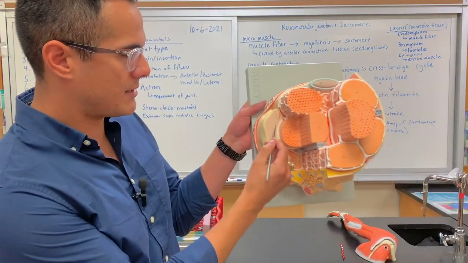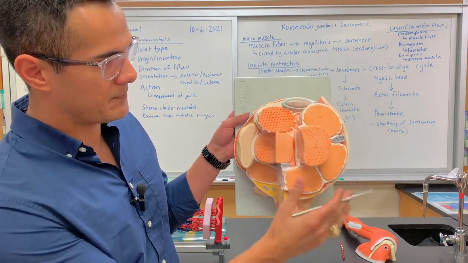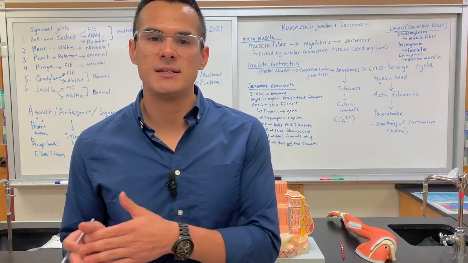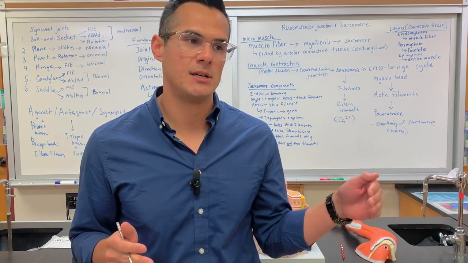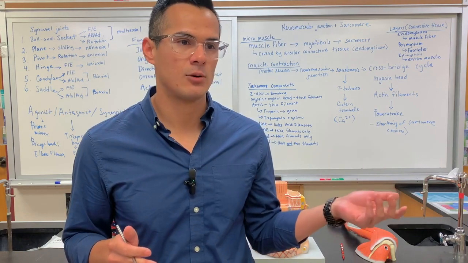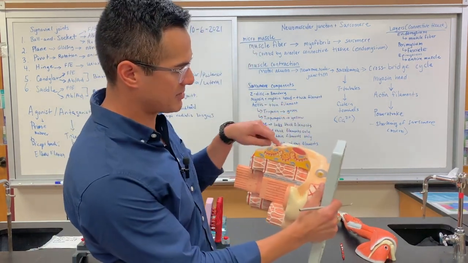This part is known as the myosatellite cell. This is known as the nucleus. Now, let's get into the details of how we get to the end, which is the cross-bridge cycle. Okay. So we've already discussed the action potential.